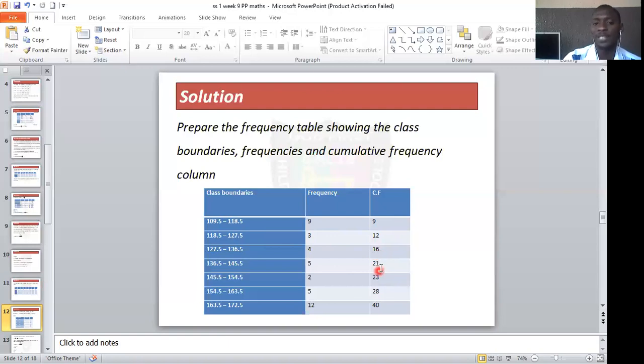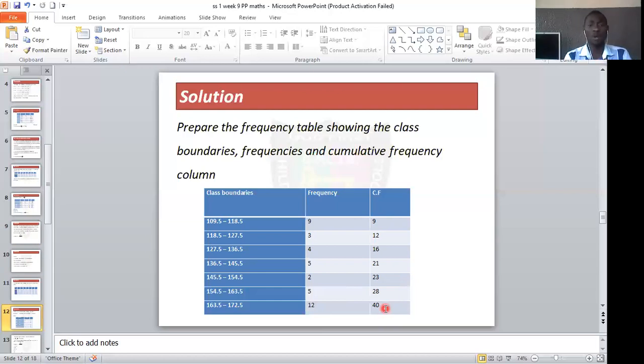Fifth class, 21 plus 2 gives 23. Sixth class, 23 plus 5 gives 28. And the last class, 28 plus 12 gives 40. That is the 40 men in the question. The total frequency must be equal to the last number on the cumulative frequency. I believe you know how to calculate your cumulative frequency very well.